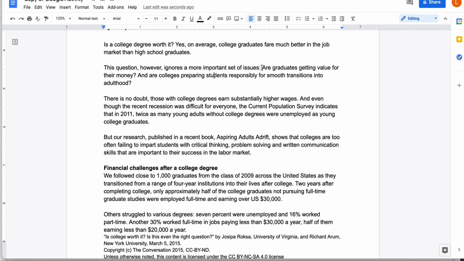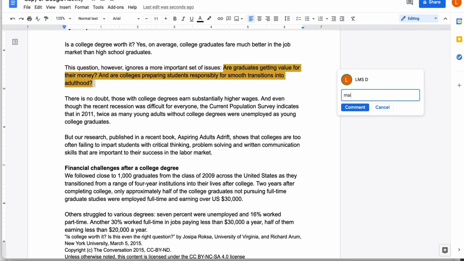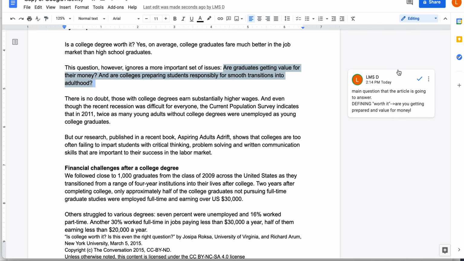"Are graduates getting value for their money, and are colleges preparing students for a smooth transition?" So this is the main question that the article is going to answer. So it's defining "worth it," right? It's not just about do you get a good job, but it's also about are you getting prepared, and value? So I'm going to make these little comments on the side because it helps me clue into where important things are in the article.